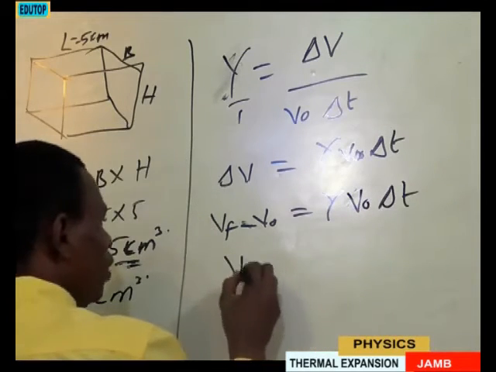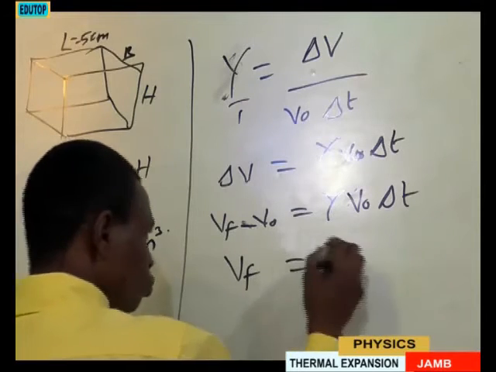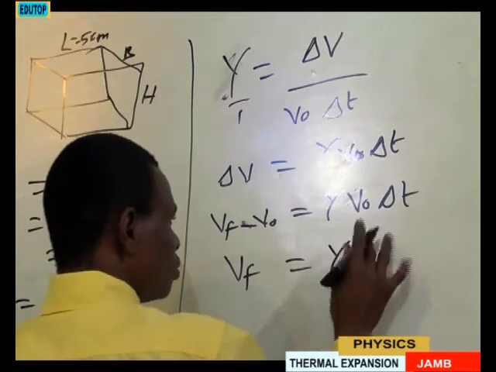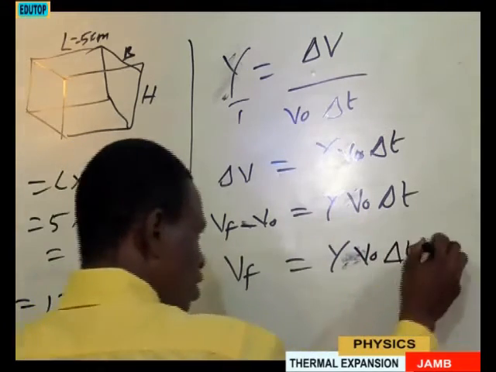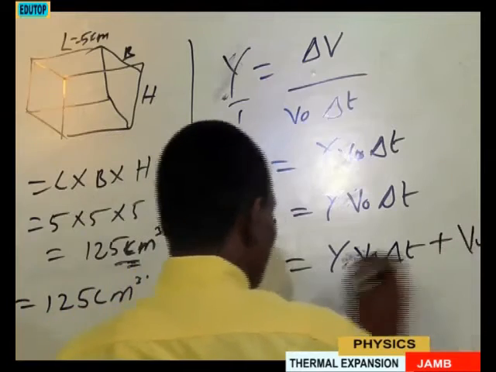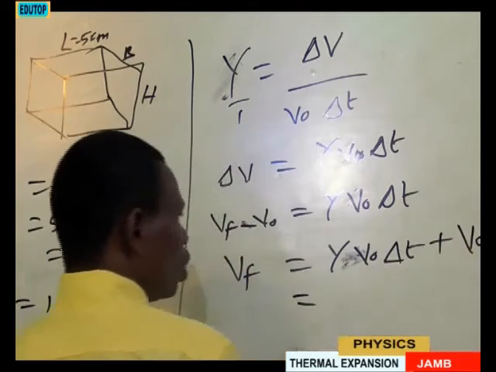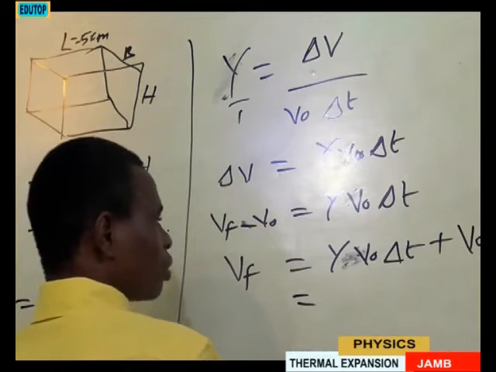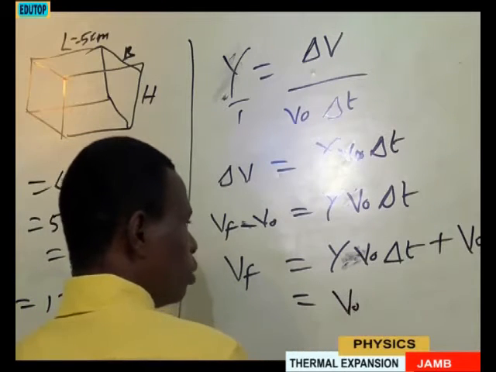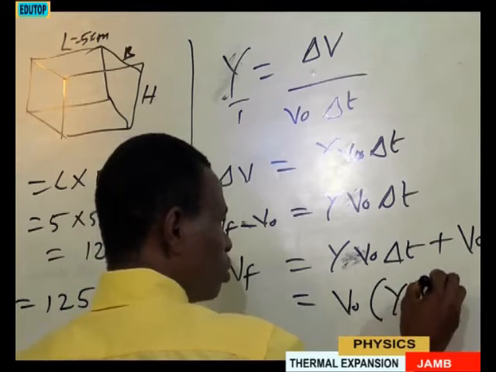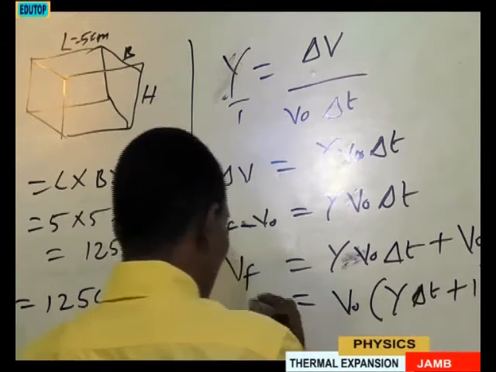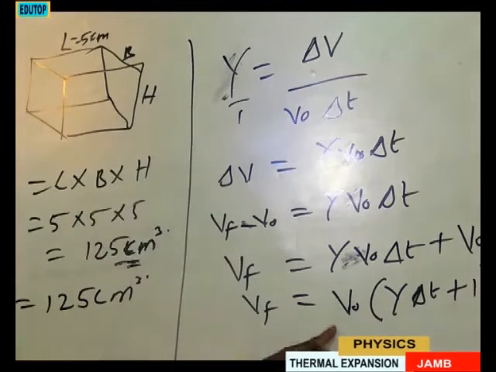So now, final volume will be equal to the whole of this plus V naught, which is equal to, something is common here. Let's factorize. This one is common, bring it out. Then we have cubical expansivity times change in temperature plus 1. And that is the expression we are going to use to calculate the final volume.